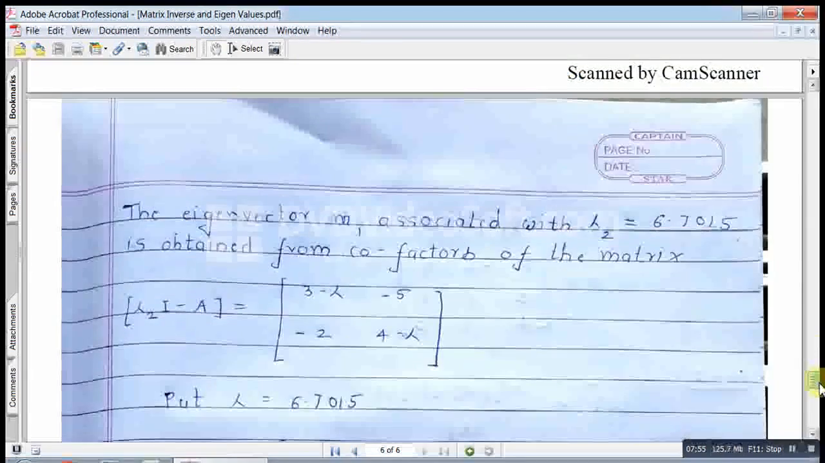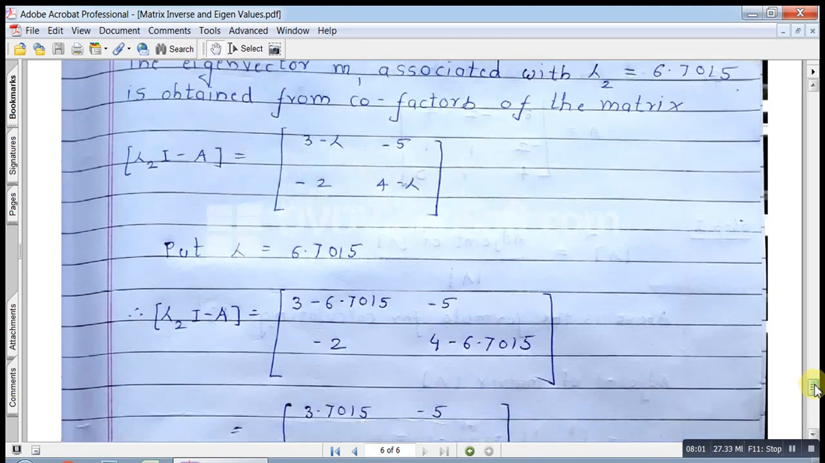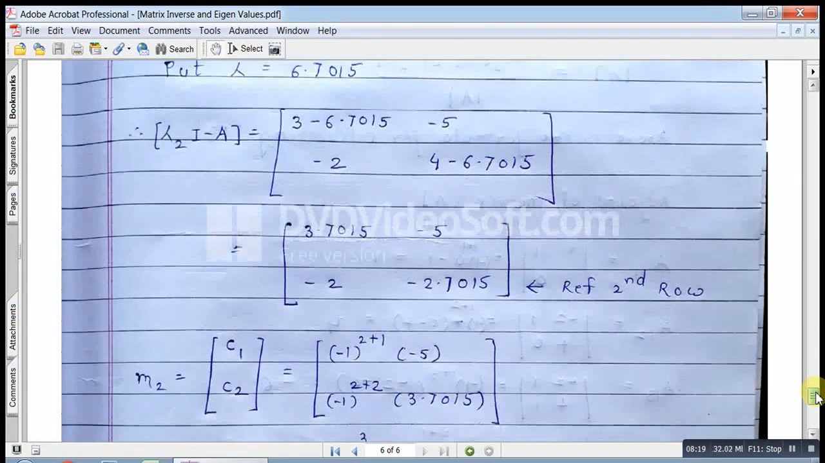So 3 minus 6.7015, this is minus 5, this is minus 2, 4 minus lambda will be 4 minus 6.7015. So if we calculate, 3 minus 6.7015 will be minus 3.7015, minus 5, minus 2, and 4 minus 6.7015 is minus 2.7015. So let's calculate.